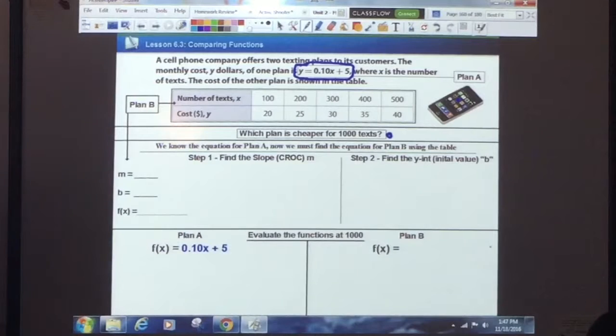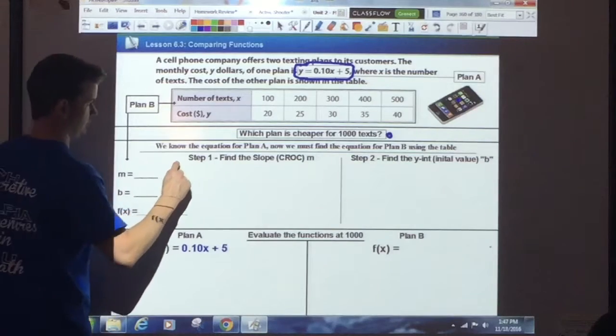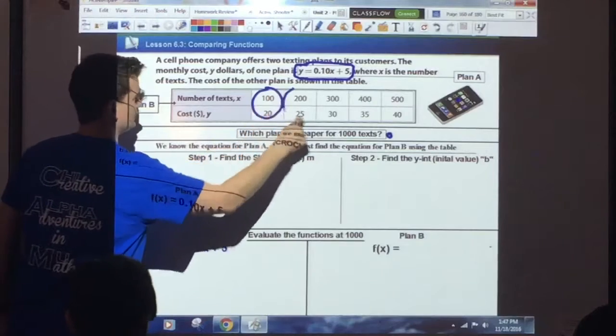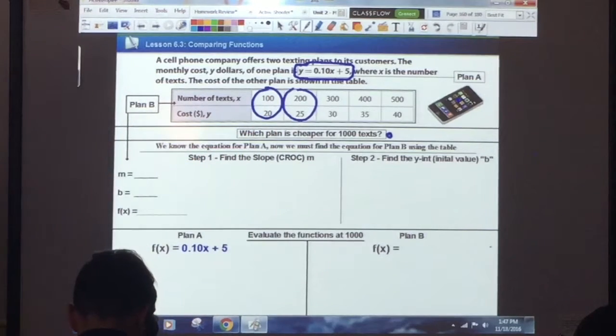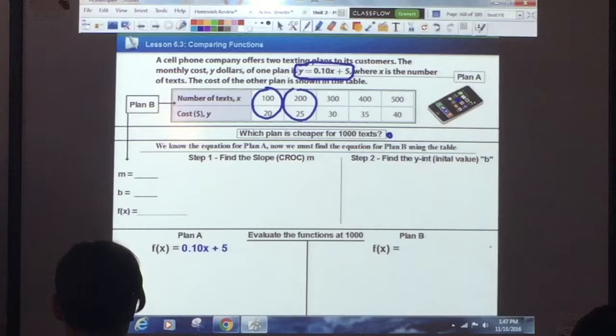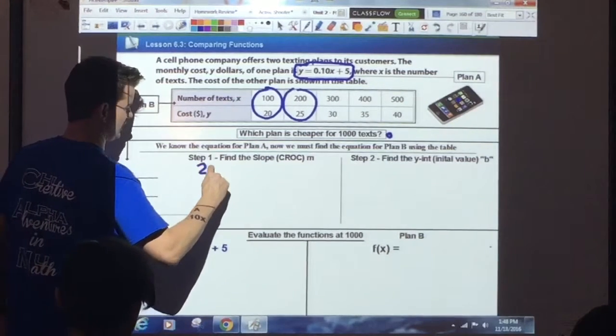What coordinate pairs do you want to use to find the M, the constant rate of change, also known as the slope? 100, 20 and 200, 25. So what's going in your slope formula? Remember, y2 minus y1. These are x values, these are y values. So what goes in your slope formula? 25 minus 20. Be careful because sometimes the smaller numbers go on top.